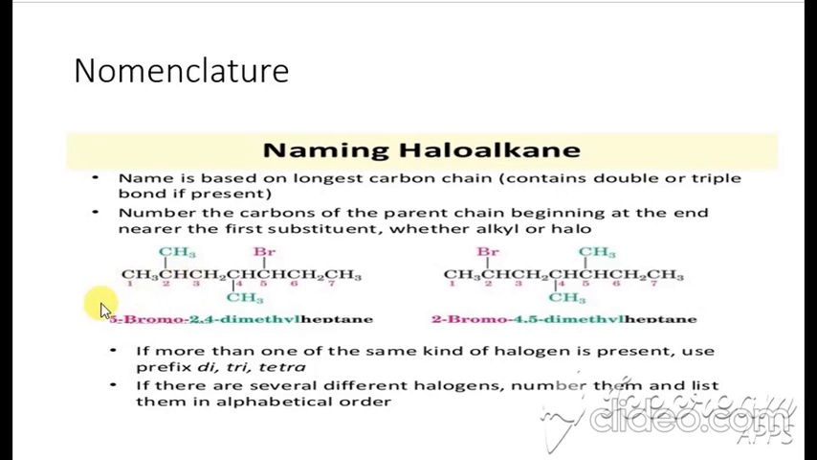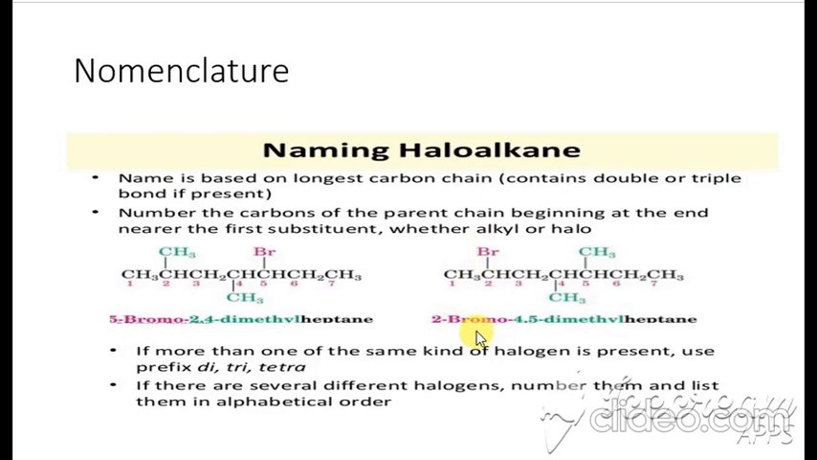Look at this example. I am going to give a brief discussion on this. For example, if you start numbering 1 2 3 4 5 6 7, why are you going to give this? Because you are giving the bromine number 5. This is wrong. You have to select that site or that carbon chain which assigns the lowest possible number. This one is the correct. You have given the lowest possible number 2 to your bromine.